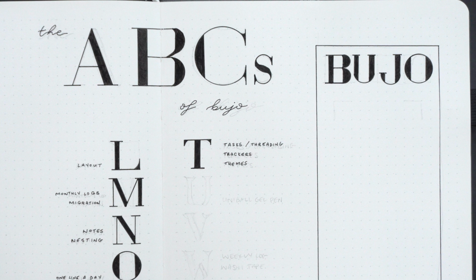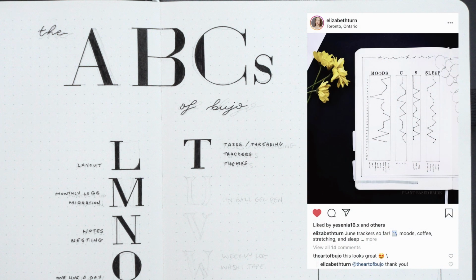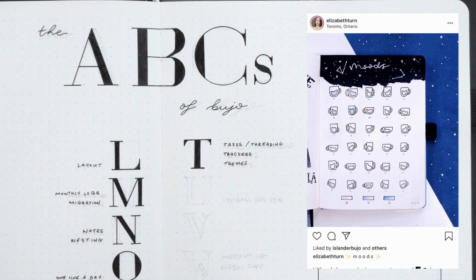Trackers are common spreads or collections that are used to track whatever you could possibly want to track in the world. Some of the most common trackers out there are habit trackers, sleep trackers, and mood trackers, and they come in all different shapes and sizes.